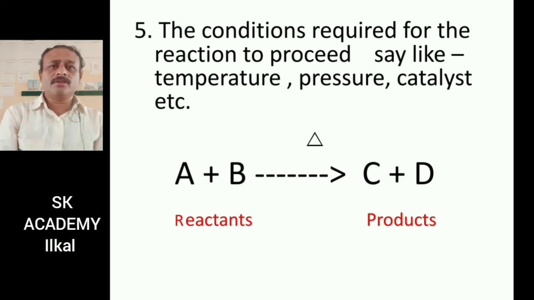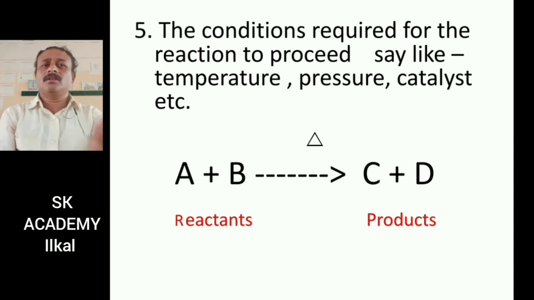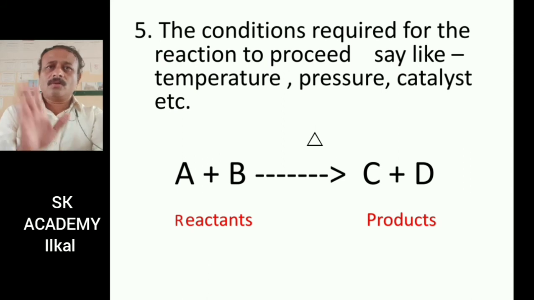Or if you are supplying heat, then you have to write a small delta, a triangle shape, on the arrow mark. If temperature is there, like this you have to write. If a catalyst is there, whichever catalyst you are using, you have to mention it on the arrow mark. So, this is the fifth condition that we have to follow while writing the chemical equation.